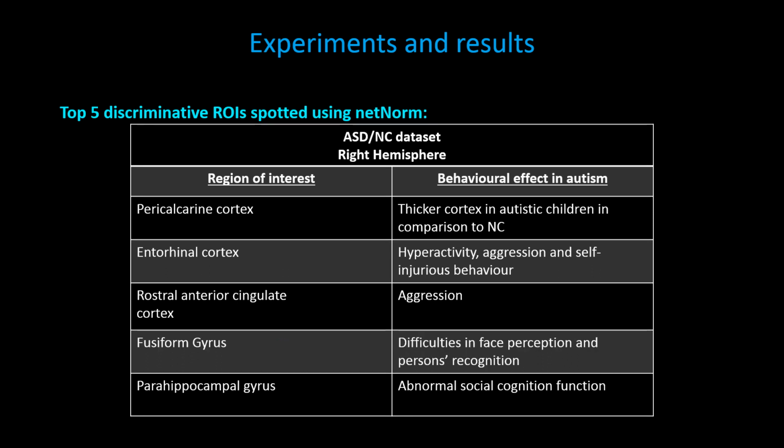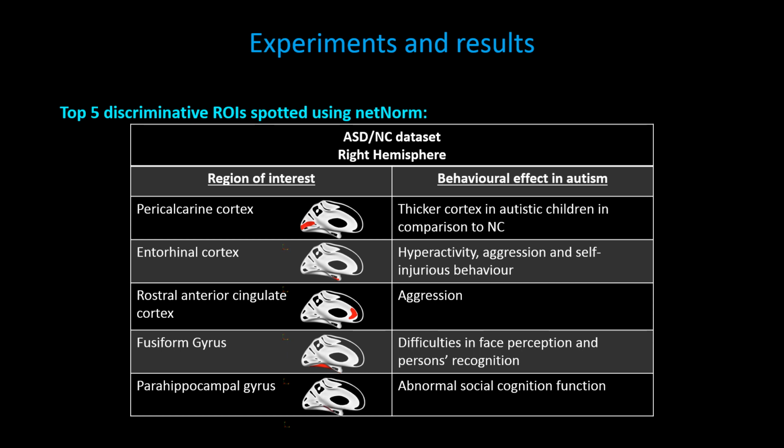The discriminative pairwise for the right hemisphere also included pericalcarine cortex and insular cortex, in addition to the rostral anterior cingulate cortex, responsible for aggressive behavior in autistic subjects. Fusiform gyrus, causing difficulties in face perception and person recognition, and parahippocampal gyrus, causing abnormal social cognition function.